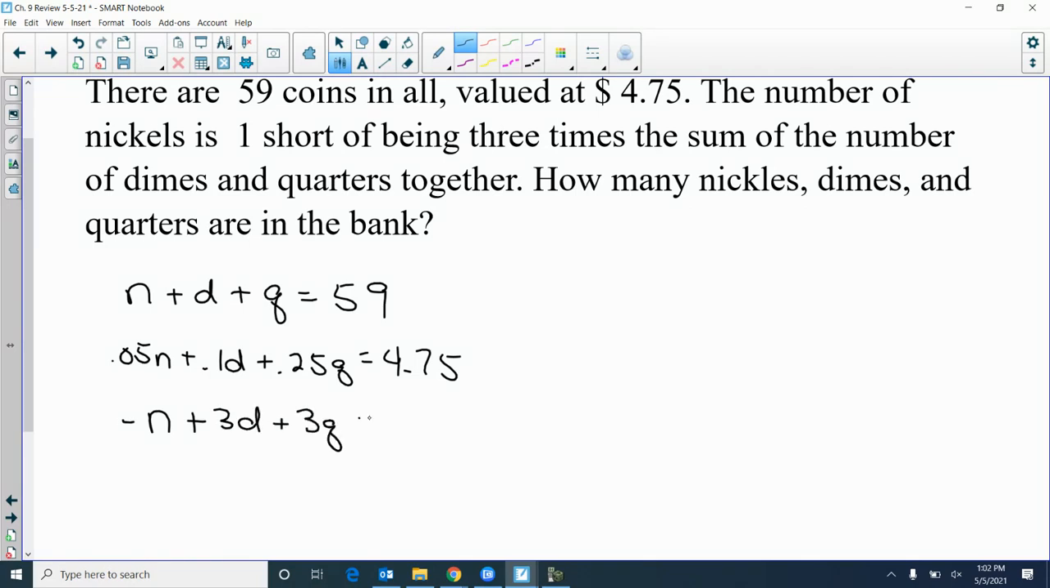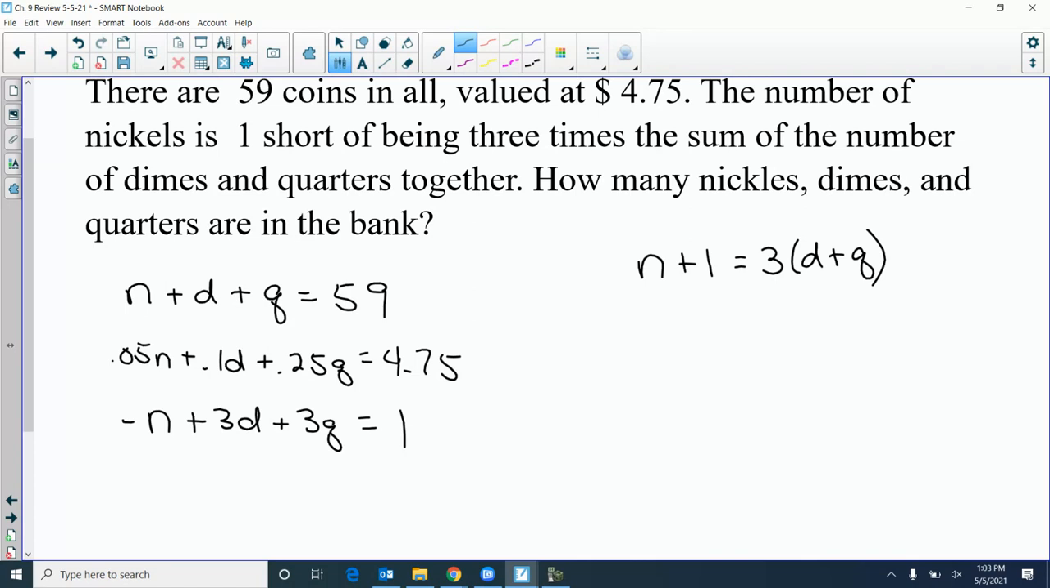Oh, you went all out. All right, what was your original equation? Let's look at that first. I had n plus 1 is equal to 3 times parentheses d plus q. You are just doing things different. You're doing them correctly, but different. Why'd you put n plus 1? Because it was 1 short, so if you added 1, it would split. All right, so creative thinking there.